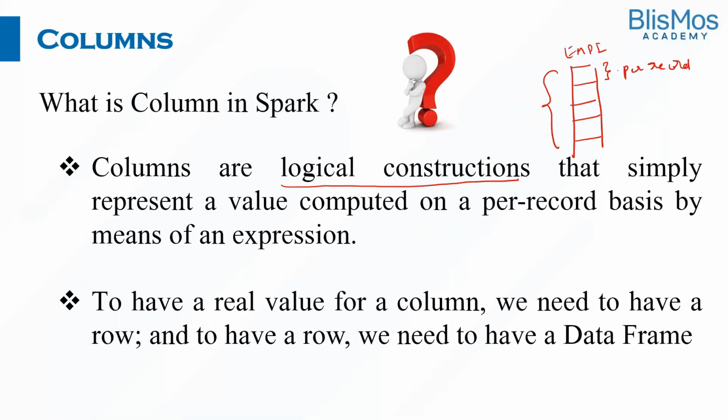Now that we understood what is column in a bit more detail, to have a real value in a column, we need to have a row. Without row, can we have a column? Not really. And to have a row, we need to have a data frame. So in a way, they are interrelated. To have a column, you need a row. To have a row, you need to have a data frame.